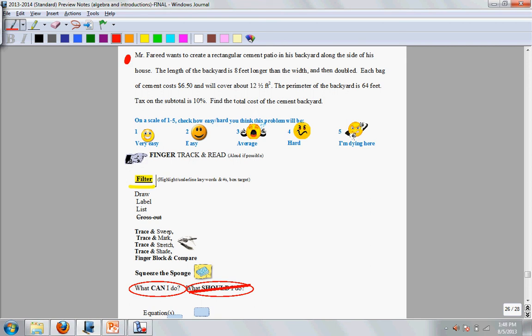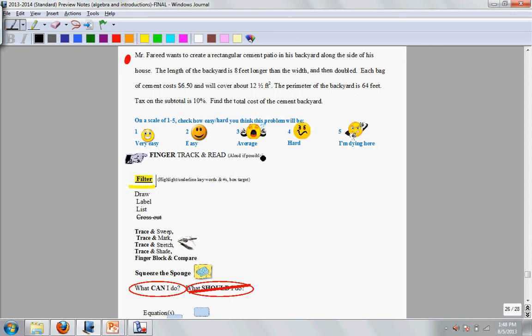Ready? Put your pencil or finger right here. Okay? We're going to read. Track with your finger. Mr. Fareed wants to create a rectangular cement patio in his backyard along the side of his house. The length of the backyard is 8 feet longer than the width, then doubled. Each bag of cement costs $6.50 and will cover about 12.5 feet squared. The perimeter of the backyard is 64 feet. Tax on the subtotal is 10%. Find the total cost. Now we're going to filter.